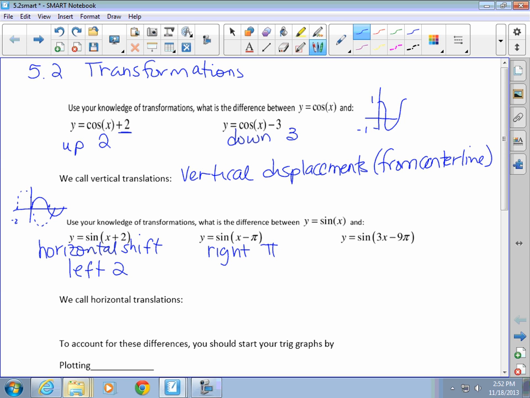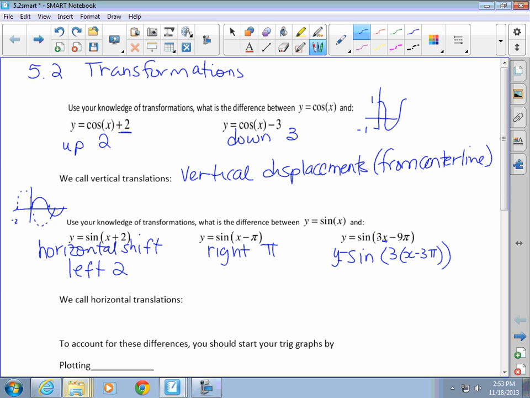Y is equal to sine 3x minus 9 pi. This is where you have to be careful. Remember, the x has to have that bracket in between it and the value. So that means that you have to GCF this 3 out of here. So this is actually proper, where it would be 3 times x minus 3 pi. So this now becomes the b value outside there, the function.